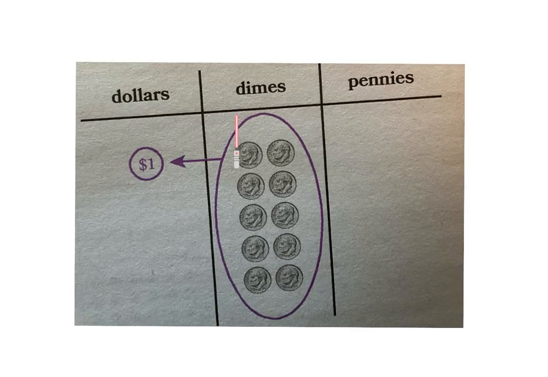Now, if we bundle up these 10 dimes and we move over to the hundreds, which is really the dollars column, we get $1. Because remember what I said, anytime you move over a column, you multiply by 10. So 1 of these is worth 10 cents. So 10 times 10 is 100. 100 cents is $1.